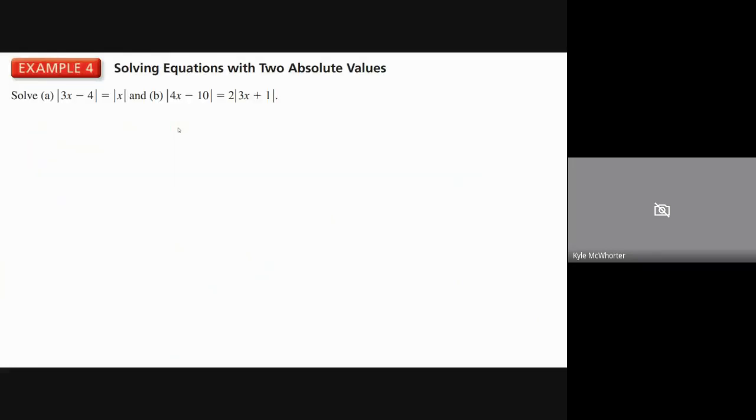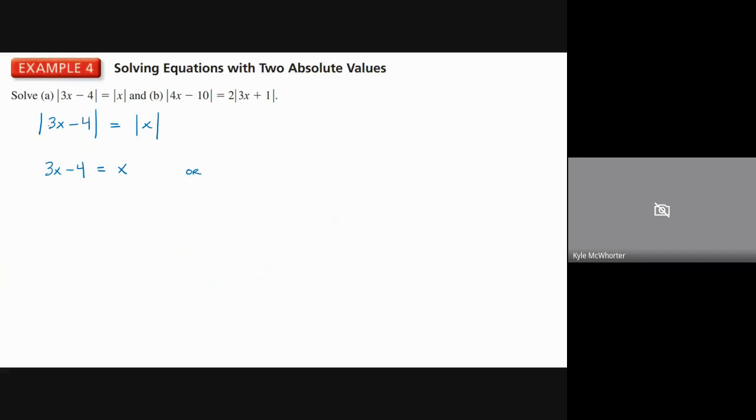Okay, so here's a couple of equations for us to solve. First, we'll start with the absolute value of 3x minus 4 is equal to the absolute value of x. All we're going to do is the inside of the left equals the right, and then another equation where the inside of the left equals the opposite of the right. So first, I'm going to do the inside of the left, which is 3x minus 4, equals whatever's the inside of the right, which is just x.